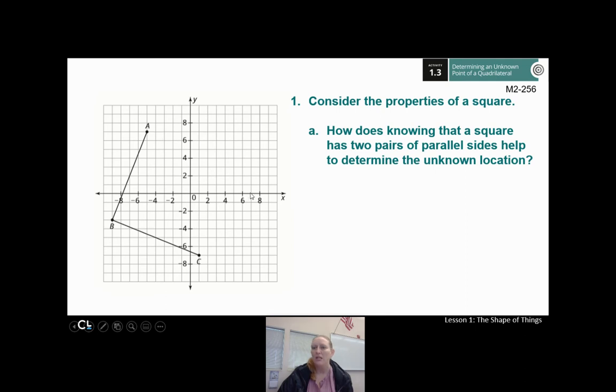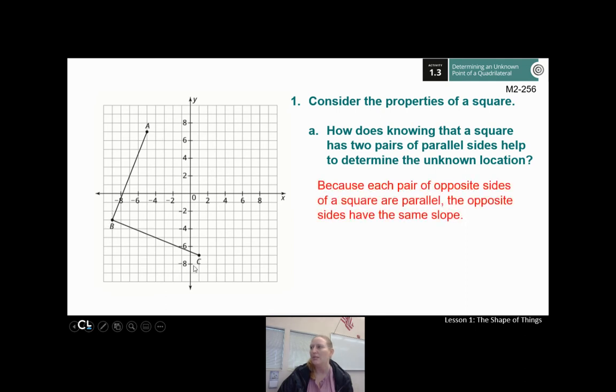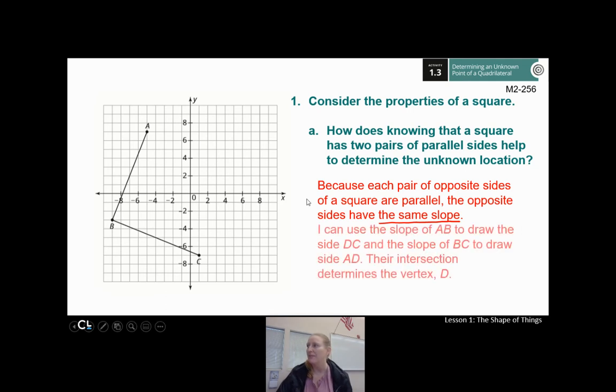So because each pair of opposite sides of a square are parallel, that means that they have the same slope. So if I can find the slope for AB, that should tell me what the slope is for CD over here, right? And same for the other way around, right? If I know the slope of BC, that should tell me the slope of AD, wherever AD is hanging out there. Good to know these things.